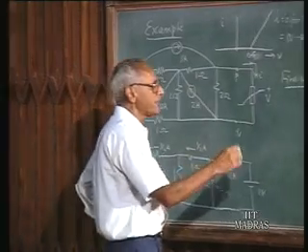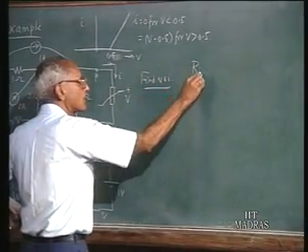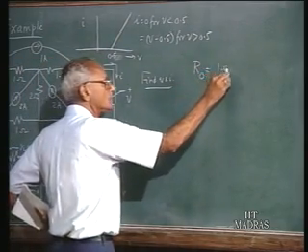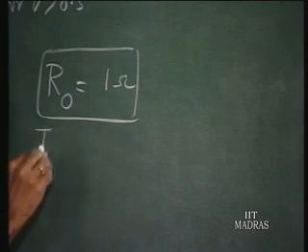So we have in the Thevenin equivalent R0, because after all this is a resistive network, we don't have to call it Z0, R0 equals 1 ohm, the Thevenin resistance.